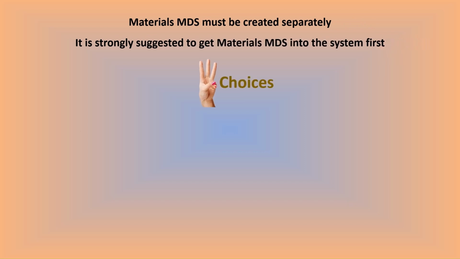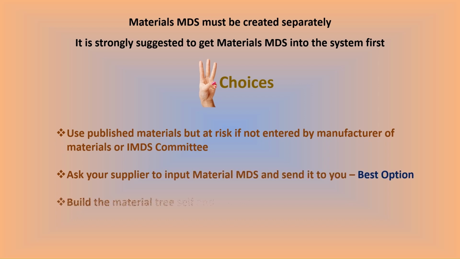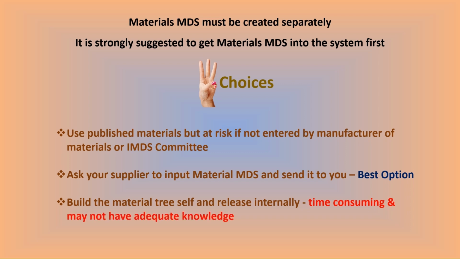Material MDS must be created separately. It is strongly suggested to create Material MDS in the system first. For doing this, we have 3 choices. First, use an already published Material MDS, but at risk if not entered by IMDS or the manufacturer of the material. Second, ask the supplier to create the MDS and send it to you. This is the best option. Third, build the material tree yourself and release it internally. It's time consuming and you may also not have adequate knowledge.